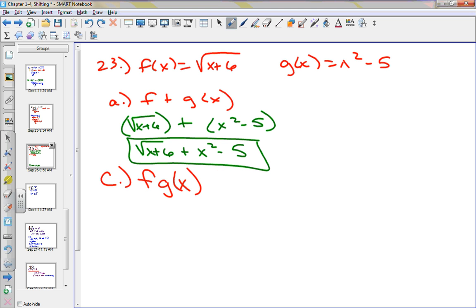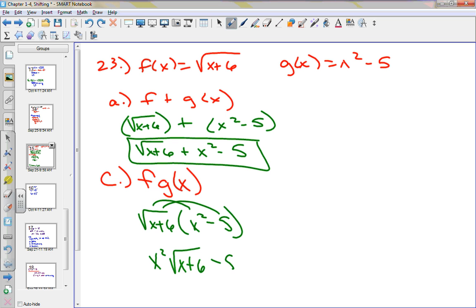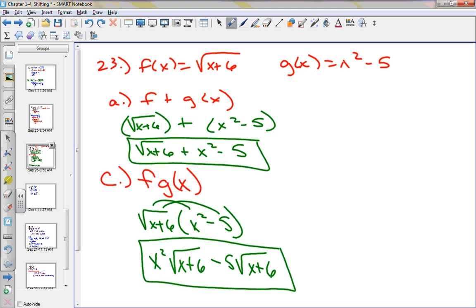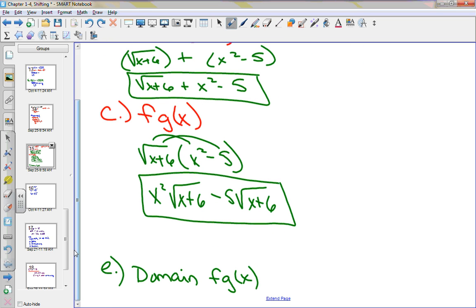Now, what is f times g? Well, f is going to be the square root of x plus 6. G is going to be x squared minus 5. And I can distribute this if I wanted to. It's really not going to make a difference. I would accept either answer because they're both exactly the same. Do we see that? Can I do anything else with that? No, it's done. Yeah, it's ugly, but it's done.